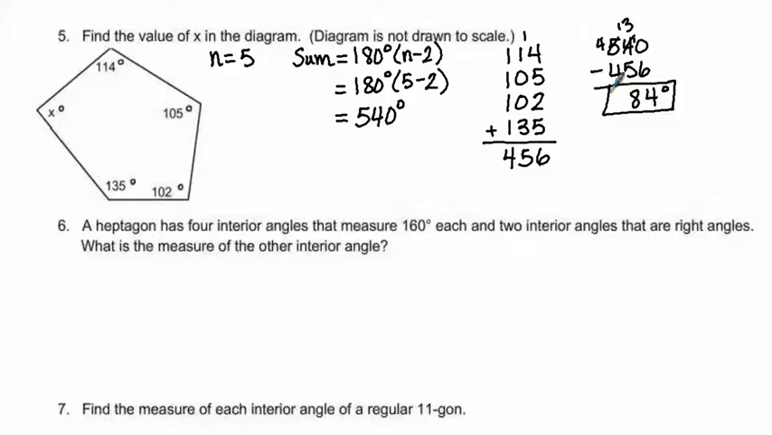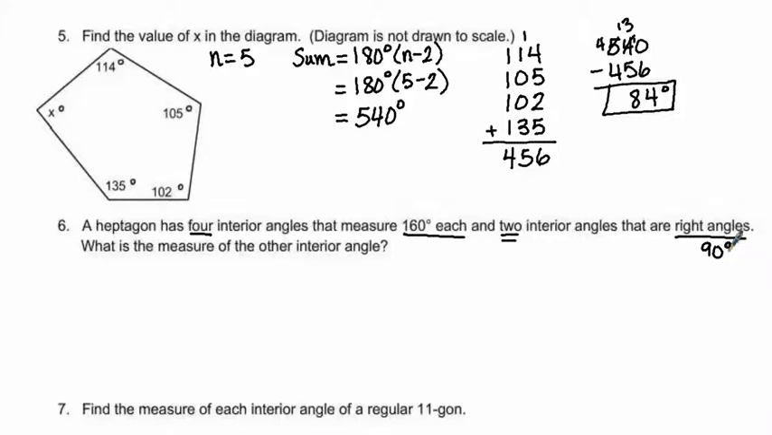Number 6. A heptagon has 4 interior angles that measure 160 degrees each, and 2 interior angles that are right angles. What is the measure of the other interior angle? Now, although it's not listed out one by one, for our heptagon of 7 sides, we're given 6 of the angles. 4 of them at 160 degrees each, and 2 of them are right angles. And remember, that means they're going to be 90 degrees.